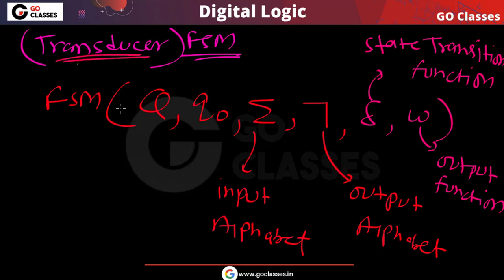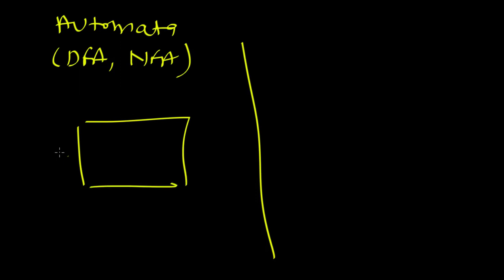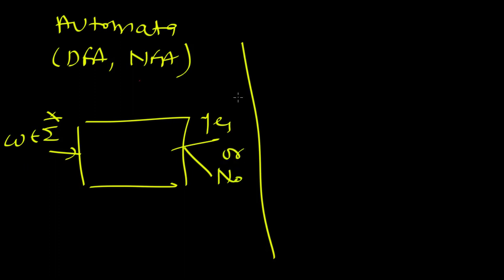Okay, so you can notice in a transducer we don't have final states. What is the difference between automata and transducer? This you already know. Automata, like DFA, NFA, these machines: you give some input and the answer will be yes or no. The answer will be yes or no. So this is your automata.